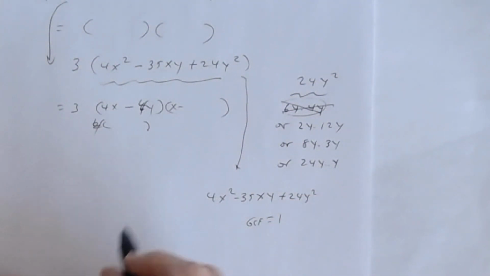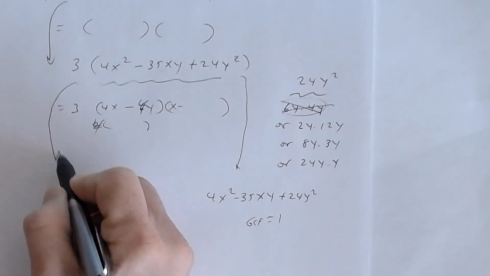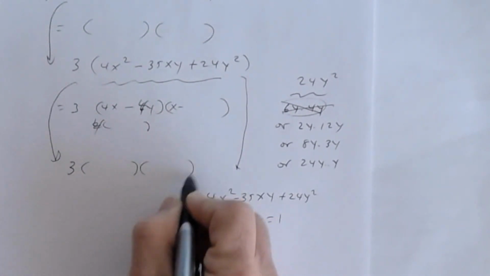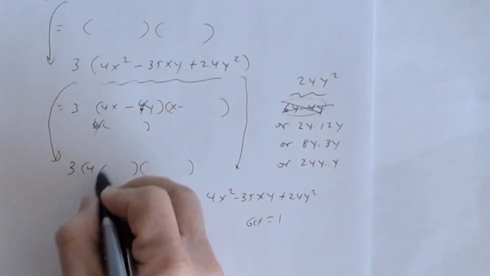Let's do the 8 and the 3y. Let's see if that's going to work. So you see trial and error, and you get better as you work through these. So I'm going to do 4x and x.